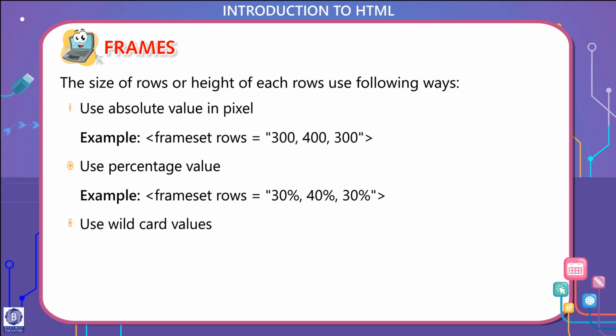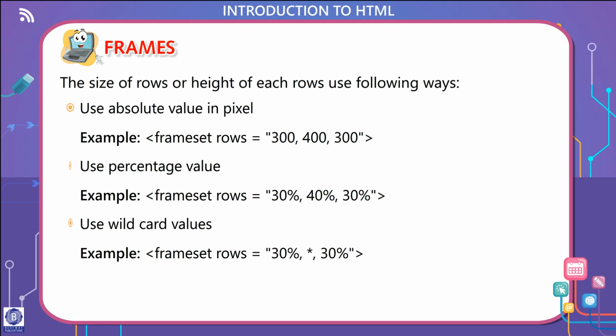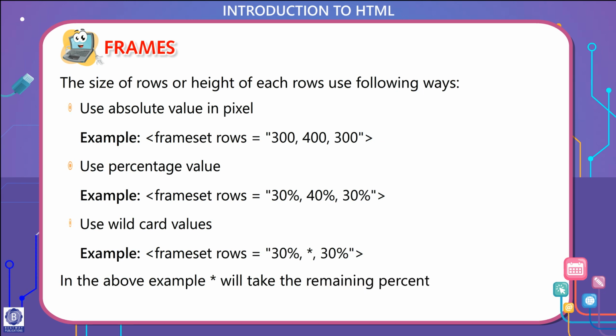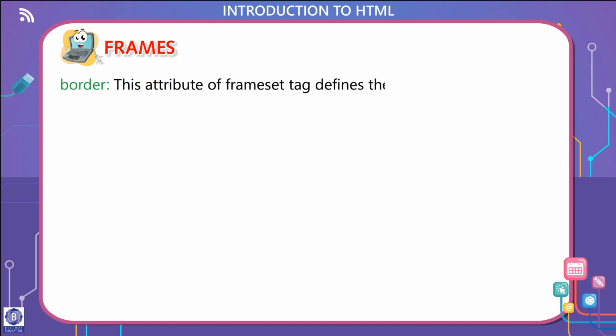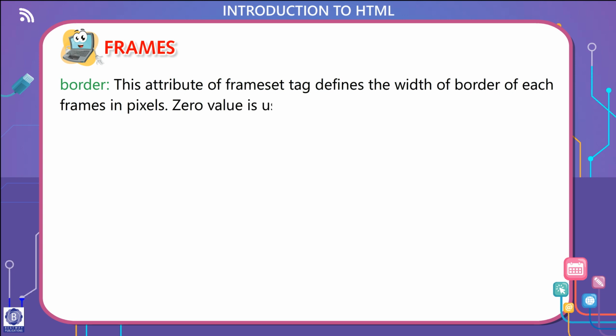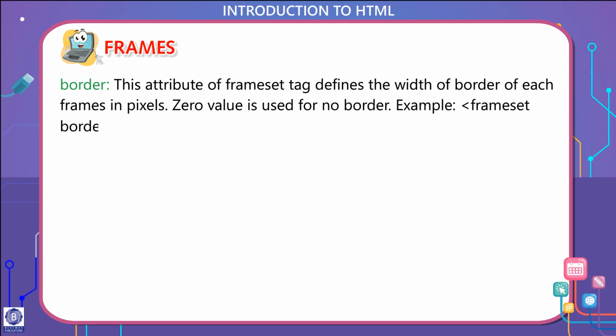Use wildcard values. Example, frameset rows="30%, *, 30%". In the given example, the asterisk will take the remaining percentage for creating the horizontal frame. Border: this attribute of the frameset tag defines the width of the border of each frame in pixels. A value of 0 is used for no border. Example, frameset border="4".